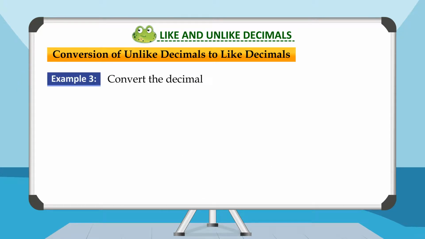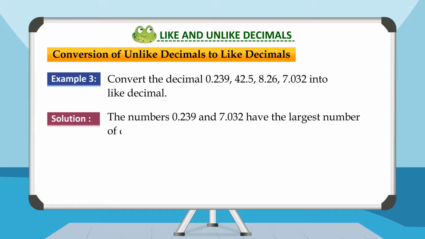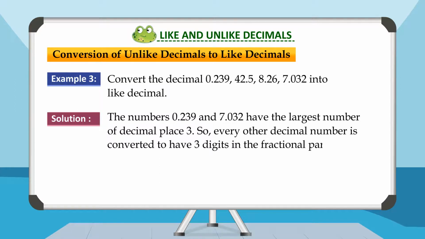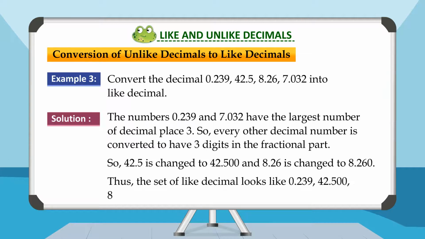Example 3. Convert the decimals 0.239, 42.5, 8.26, 7.032 into like decimals. Solution. The numbers 0.239 and 7.032 have the largest number of decimal places, 3. So, every other decimal number is converted to have 3 digits in the fractional part. So, 42.5 is changed to 42.500 and 8.26 is changed to 8.260. Thus, the set of like decimals looks like 0.239, 42.500, 8.260, 7.030.